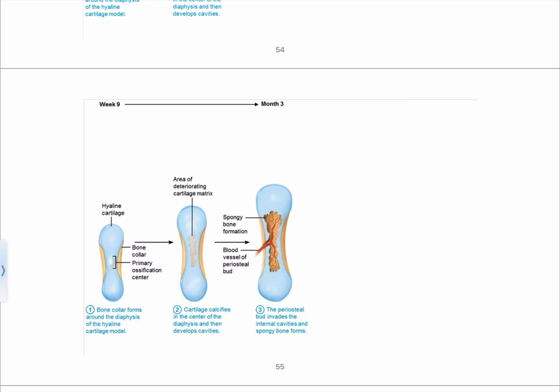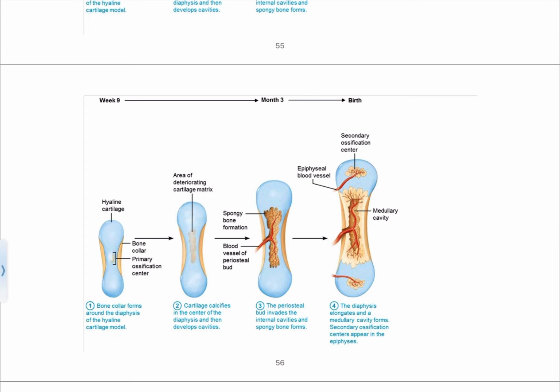Okay, the third step is that around month 3, we form what's called the periosteal bud. So our nutrient artery and vein and nerves, osteoprogenitor cells, osteoclasts, things that we need for red marrow, are going to form the periosteal bud. So this is the periosteal bud. And osteoclasts are going to go in and break down, or resorb, the calcified matrix. And then we have some progenitor cells that are going to differentiate into osteoblasts so we can start secreting the osteoid. And this is basically the beginning of spongy bone formation.